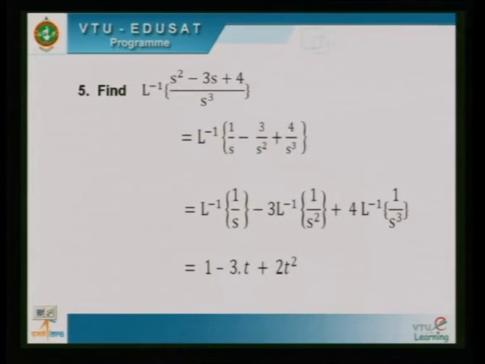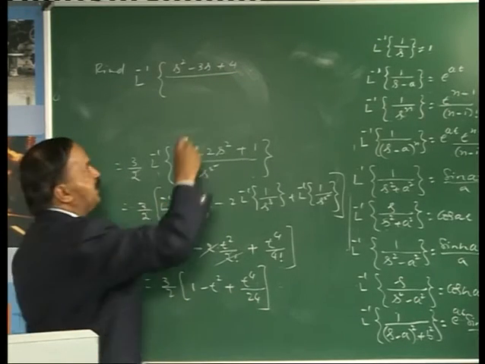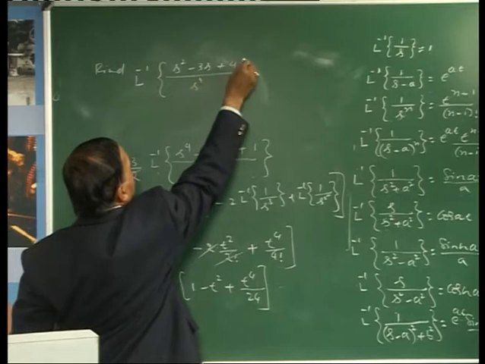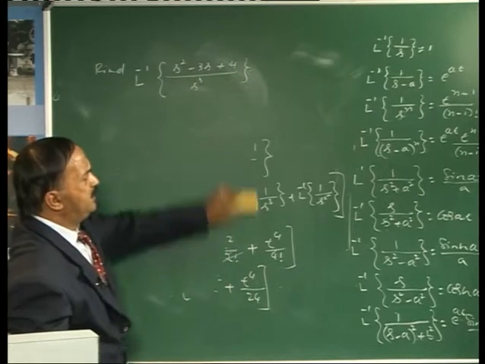Next example, find L inverse of (s square minus 3s plus 4) divided by s cube. Same problem again here. First you separate all the three terms.